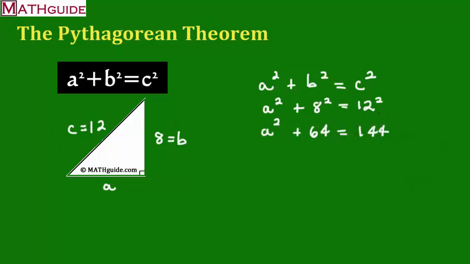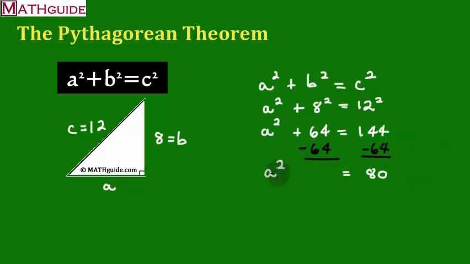What makes this problem different from solving for a hypotenuse is that here we are solving for a leg, and we're going to have to get rid of this. This is a little bit technically different, but to get rid of 64, we're going to subtract 64 from both sides. In doing so, we get a new equation. We get A squared, the 64s cancel, that's the point, and you get 80 on the right side.